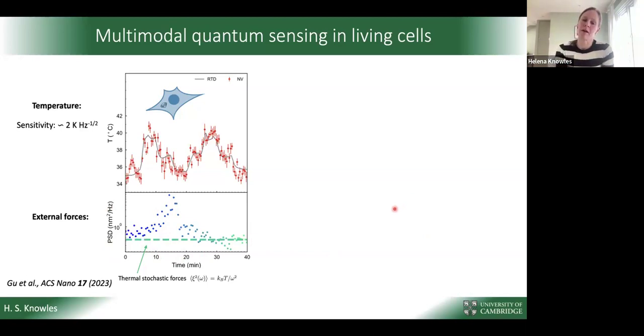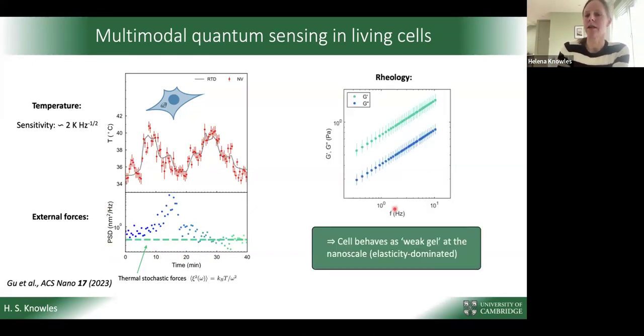And by doing the same analysis as we did before, we can again extract the viscoelastic moduli, and we can see that the cell on the nanometer scale locally behaves like a weak gel. So it's more solid-like than liquid-like. It's elasticity dominated in this case. And indeed, that's been confirmed by measurements through other means as well. So this works as a multimodal tool set, and we now want to move on to look at how we can reveal viscoadaptation in an intracellular space.